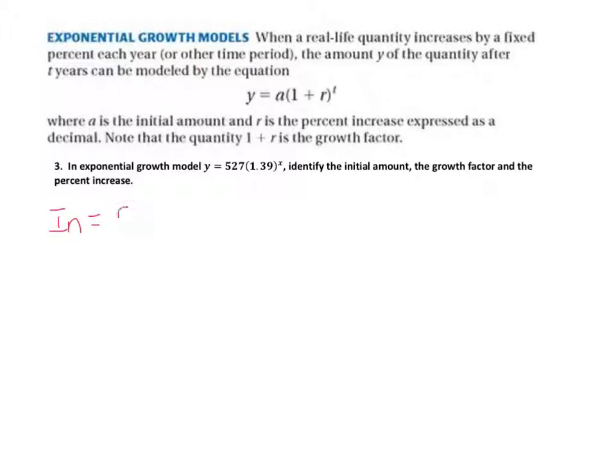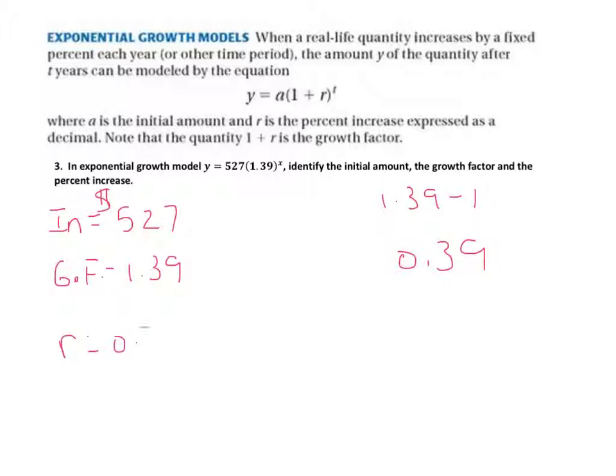So initial amount is $527. Identify the growth factor. Well, 1 plus r is the growth factor. So the growth factor is 1.39. And the percent increase, well, you do 1.39 minus 1, 0.39. So your rate is 0.39, which would be 39%.